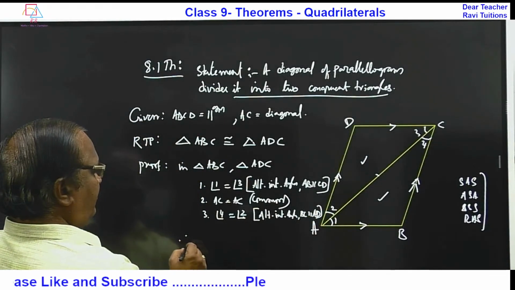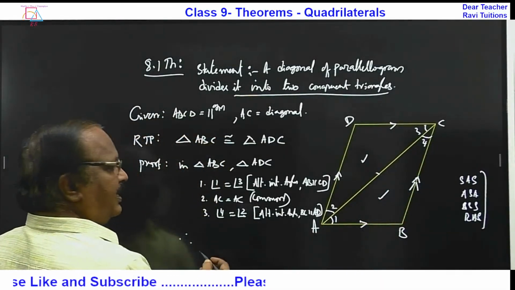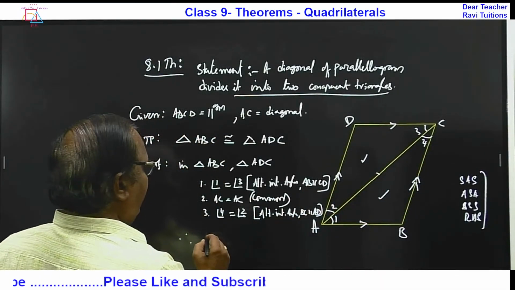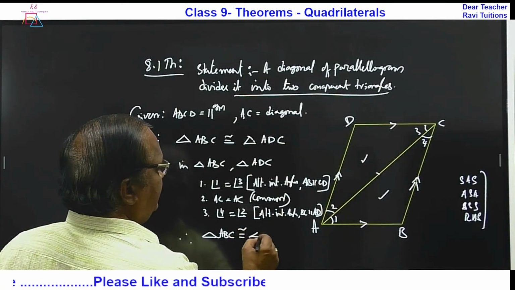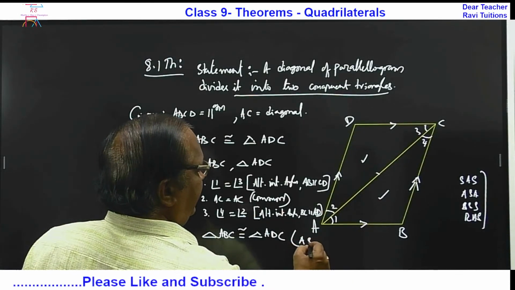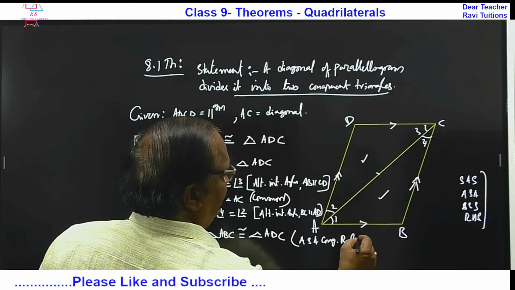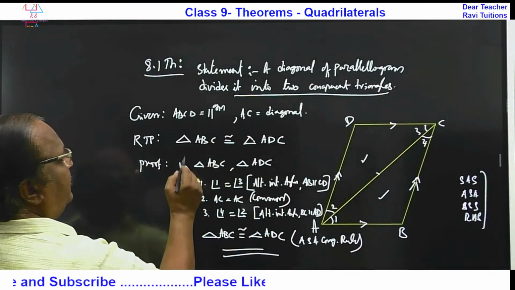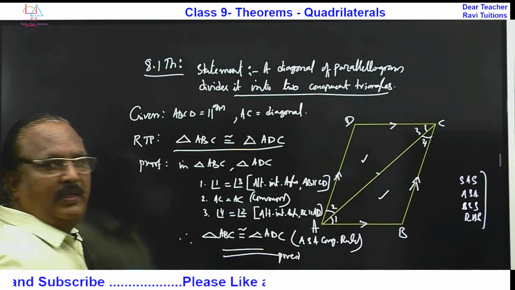So therefore, one side and both side angles are there, and the side is included between the angles. Therefore, triangle ABC is congruent to triangle ADC by the ASA congruency rule. So this is what we wanted to prove. Proved.